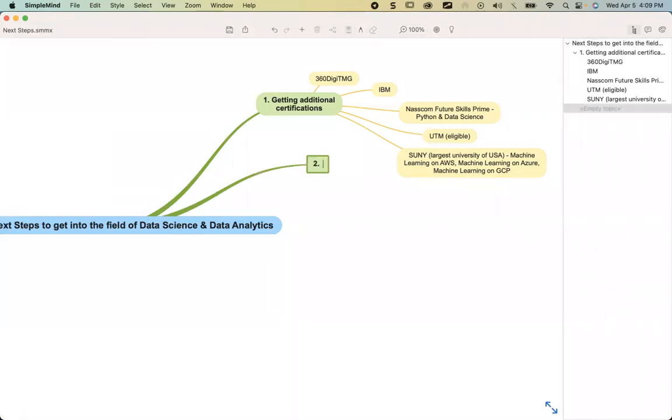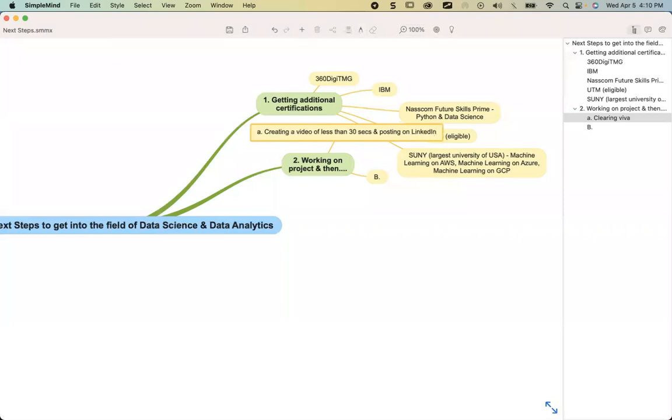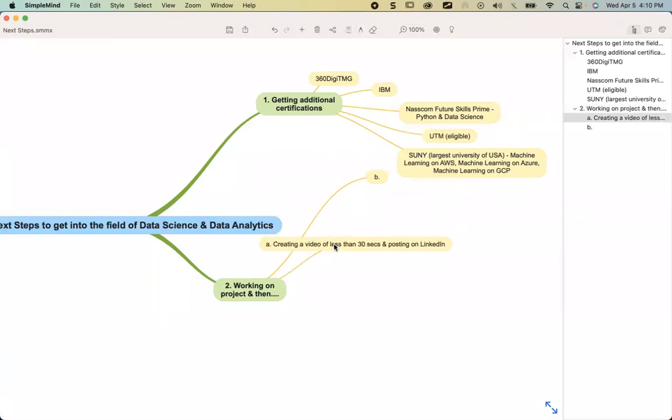Second thing is, you're working on your project, and then you are doing multiple things such as clearing Viva. After you're clearing Viva sessions, post clearing Viva sessions, okay, even before you clear Viva sessions, what are you doing? You are creating a video of less than 30 seconds and posting on LinkedIn, to ensure that your resume is going to catch the attention of different stakeholders, you're doing it.